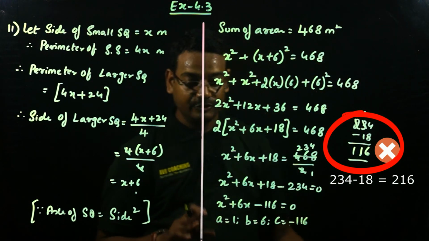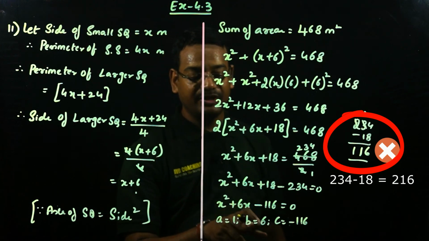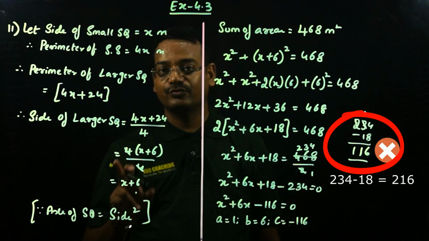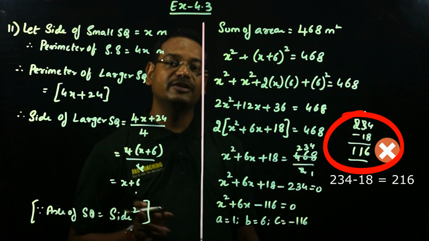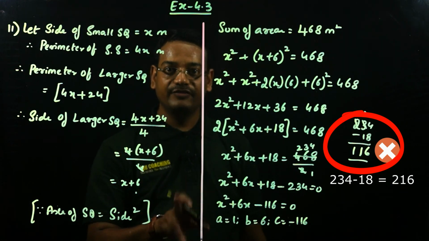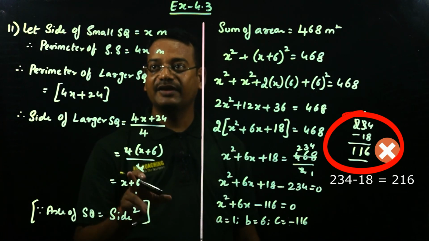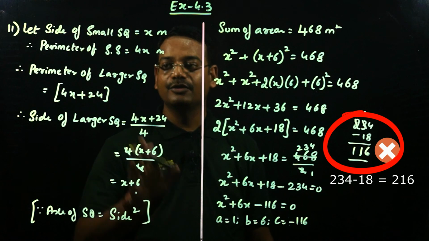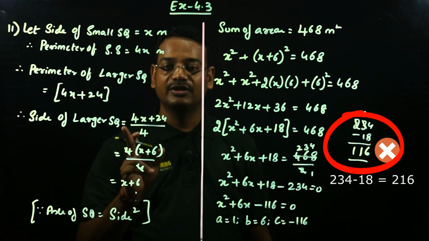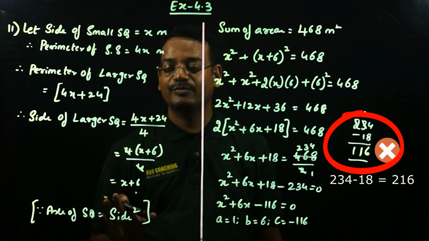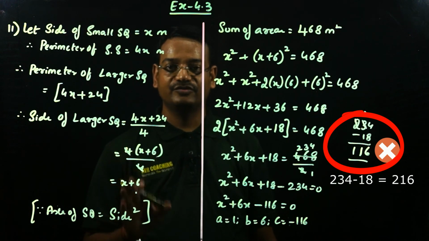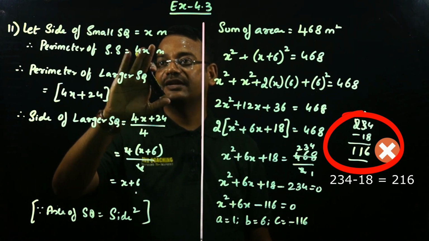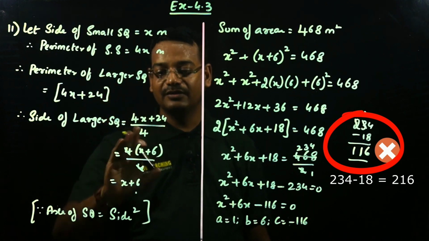Now you have to substitute a equal to 1, b equal to 6 and c equal to minus 216 in b square minus 4ac, and see if b square minus 4ac is greater than 0. If it is greater than 0, then find the x value by substituting a, b, c values in the quadratic formula, which is x equal to minus b plus or minus root of b square minus 4ac by 2a. Then you can easily find the side of the smaller square and the side of the larger square.